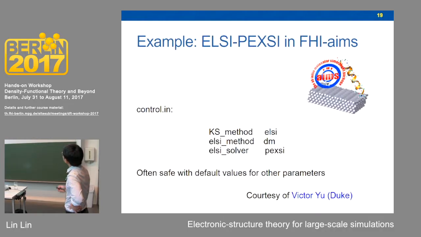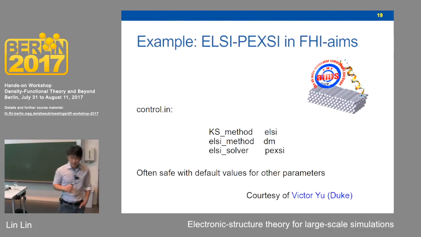Also, this is an example of how to use the so-called LC-PEXSI interface, which is PEXSI enabled through LC, in the FHI-aims package, which you should be very familiar with by now. Courtesy of Victor Yu from Duke University in Volker's group, he has significantly simplified the interface. In principle, if you are the user and would like to do a calculation using PEXSI with the default parameters, all you need to do is these three lines in the control.in. You specify your KS method to be LC, and the LC method to be DM, which stands for density matrix. It means you are directly computing the density matrix without having access to any eigenvalues and eigenfunctions.